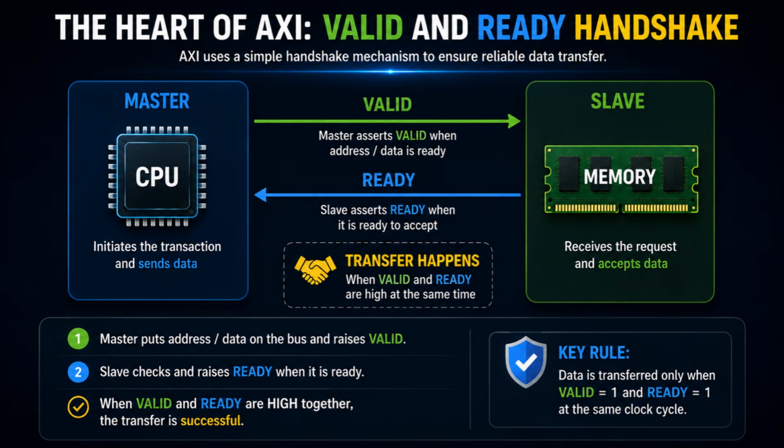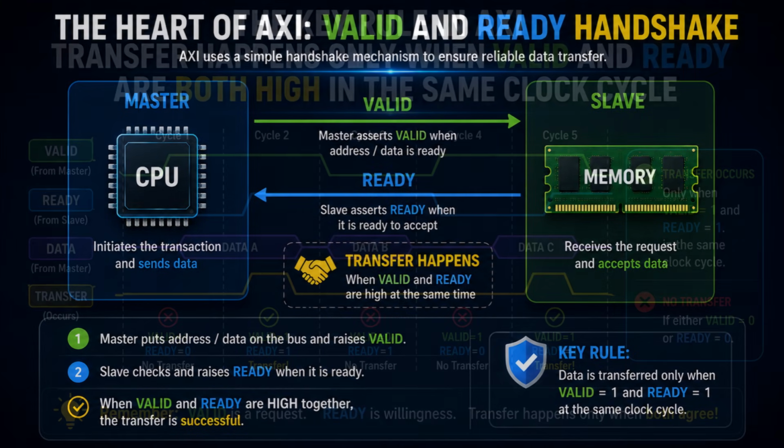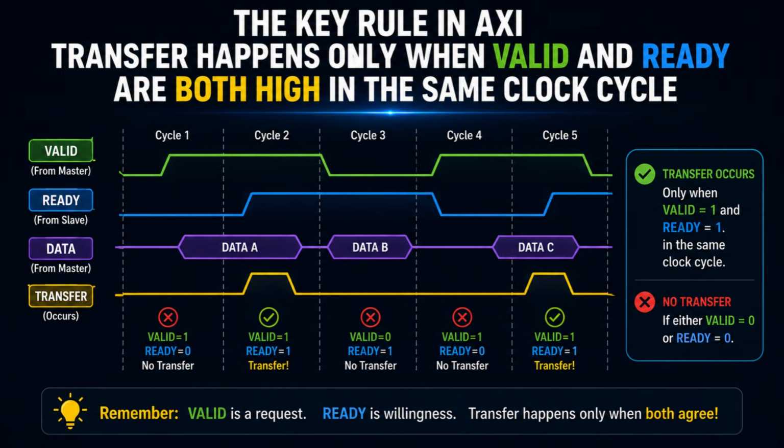Now let's understand one of the most important concepts in AXI, the valid and ready handshake. In AXI, the sender uses the valid signal to indicate that the information is available. The receiver uses the ready signal to indicate that it is ready to accept that information. A transfer happens only when valid is 1 and ready is 1 in the same clock cycle.